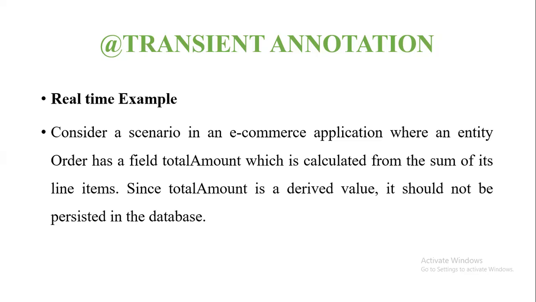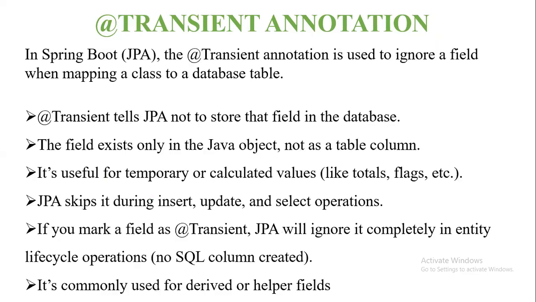So like that we need to add the number of items the customer wants to purchase. So total amount is not a persisted value in the database. So we can consider this total amount as a transient field. Similarly, it is a simple example, and we can use many fields that should not be persisted in the database.